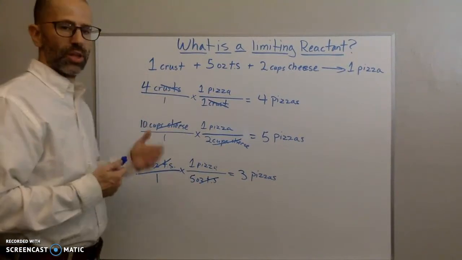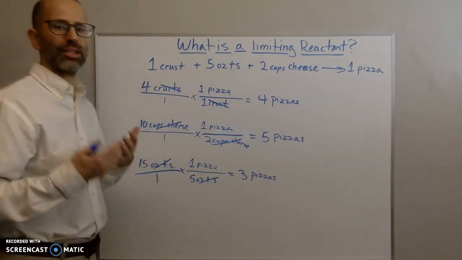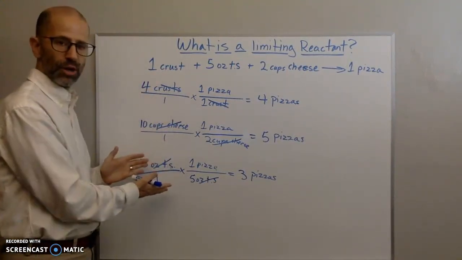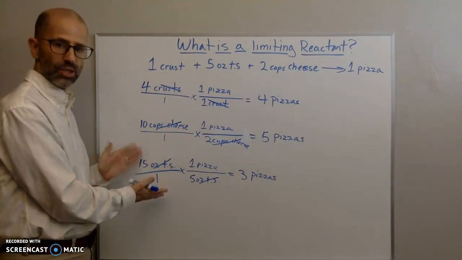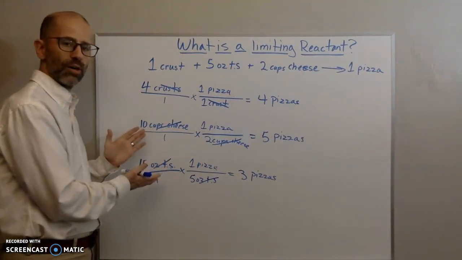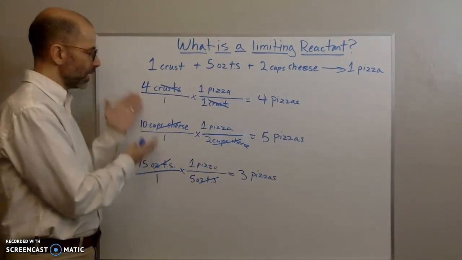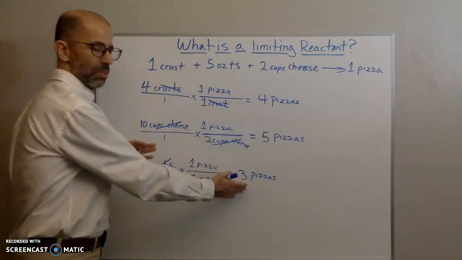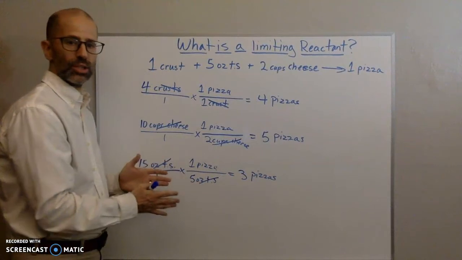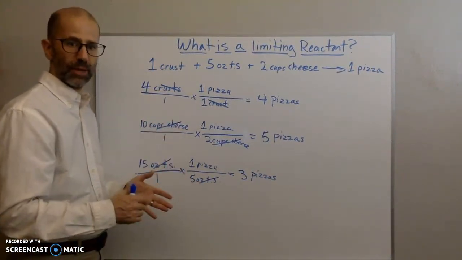So then there's this other thing called a theoretical yield. The theoretical yield is the maximum amount of product that I can form given whatever amounts of ingredients or reactants I'm given. So in this case, the maximum amount of pizza that I'm able to form theoretically is 3, because I'm limited by the limiting reagent. So 3 is the theoretical yield of my pizza, assuming everything goes right.